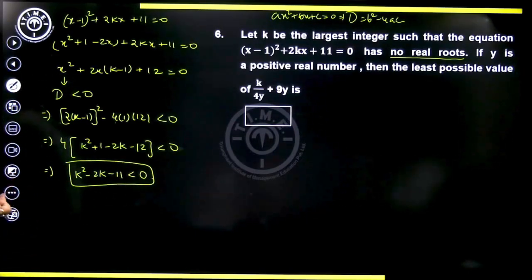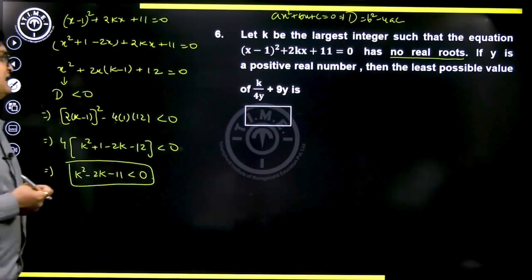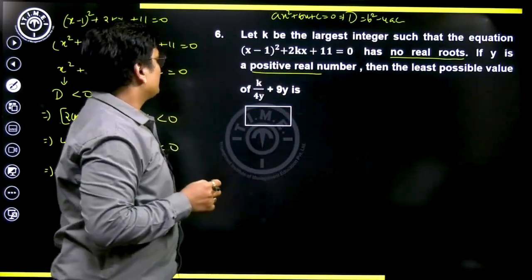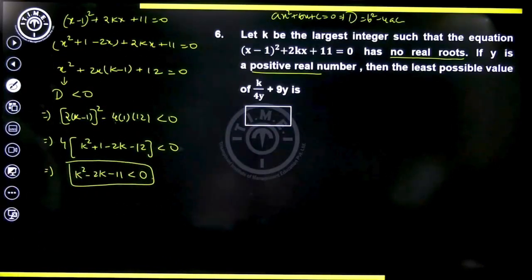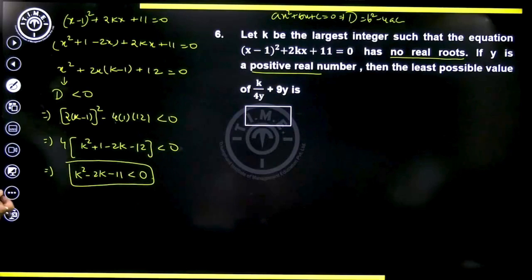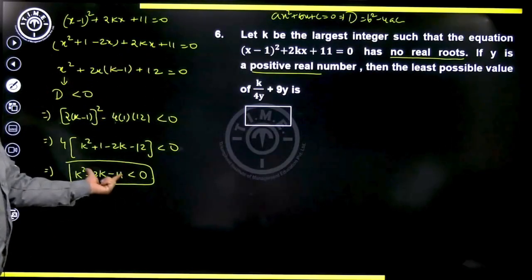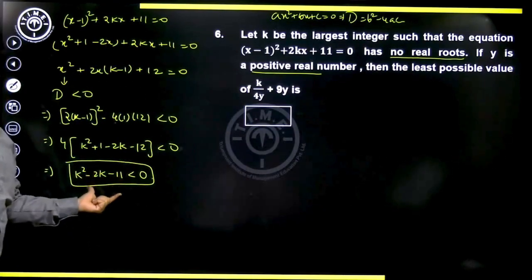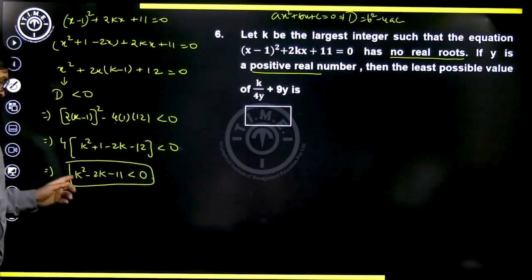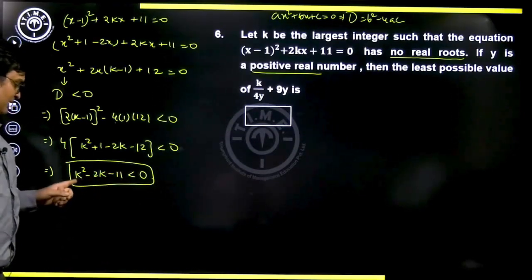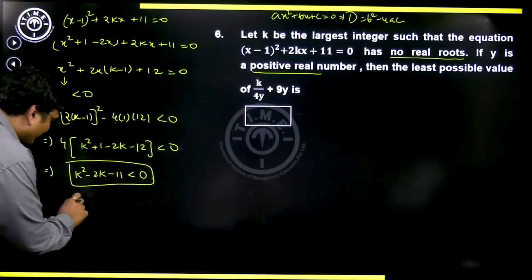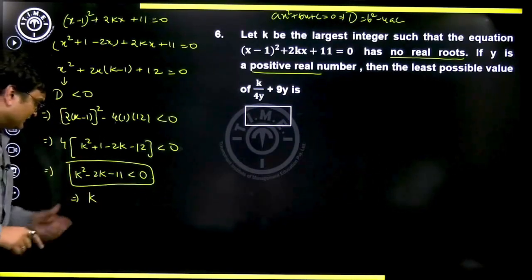If y is a positive real number, then the least possible value of k/(4y) + 9y is? Y is a positive real number. We have to figure out the least possible value for this. One more thing: this is the inequality that we got, but what is the value of k? K is the largest integer which satisfies this. For example, if I put k equal to 100, this might not satisfy. 100² is 10,000, minus 200 will be something positive only. We need to check what the value of k will be.